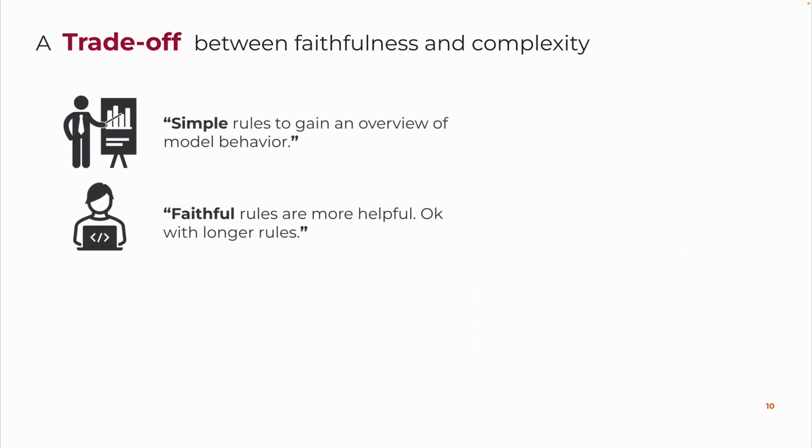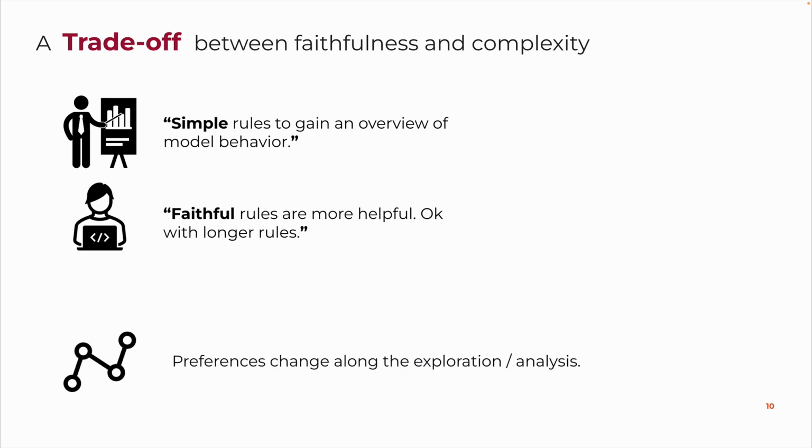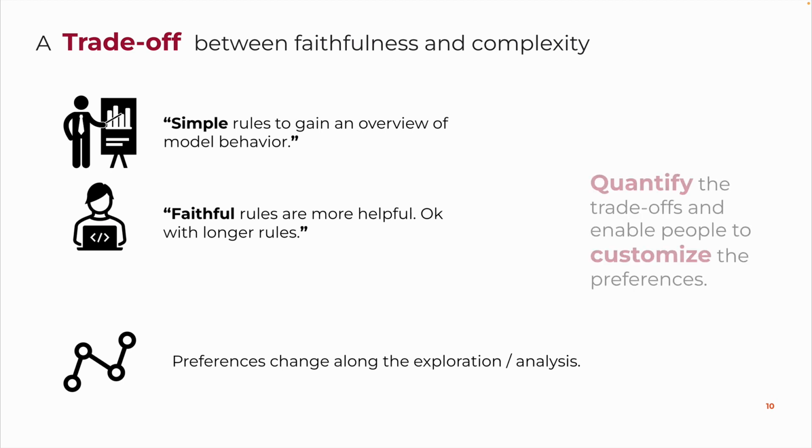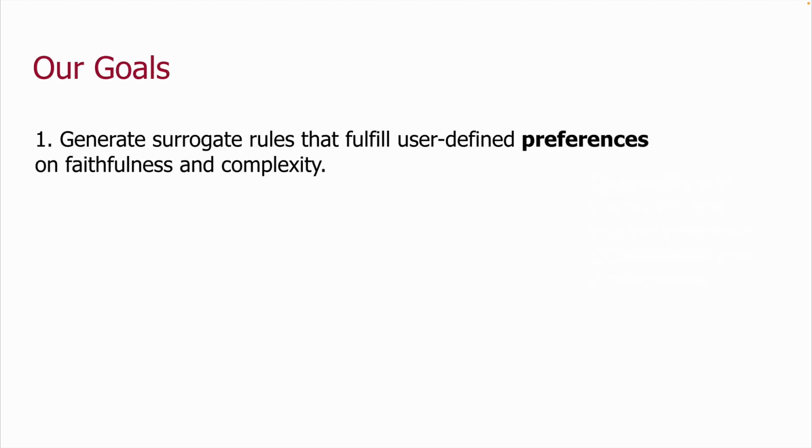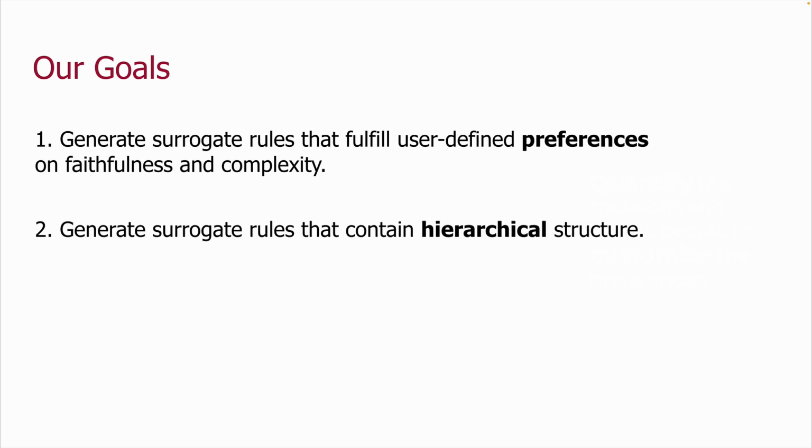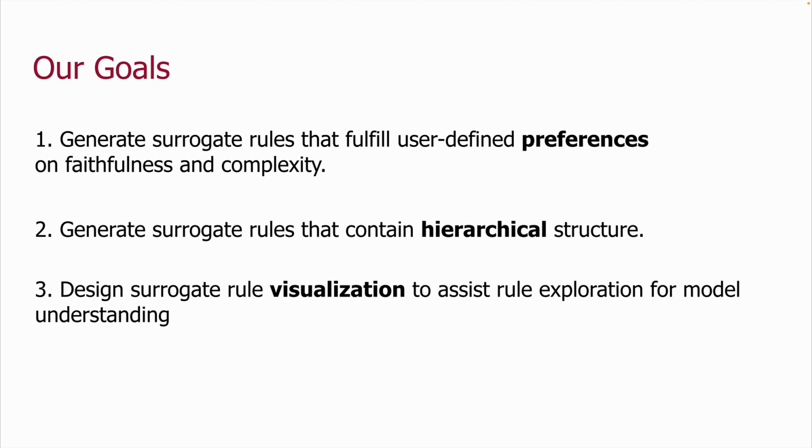In real life, different people with different goals tend to have different preferences. Such preferences also change along the rule exploration. As such, we want to quantify the trade-offs of faithfulness and complexity and enable users to customize their preferences when generating surrogate rules. Therefore, in this paper, we have three goals. We aim to generate rules that fulfill user-defined preferences on faithfulness and complexity with hierarchical structure. For these rules, we also want to design a proper visual design to better support surrogate rule exploration for model understanding.